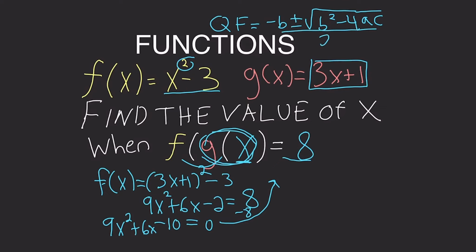So what do I know about a, b, and c? Okay, so a is the number in front of the x squared. So I know that my a in this problem is 9. b is the number in front of the x term, so I know my b is 6, and then c is that last term, so c is the negative 10.